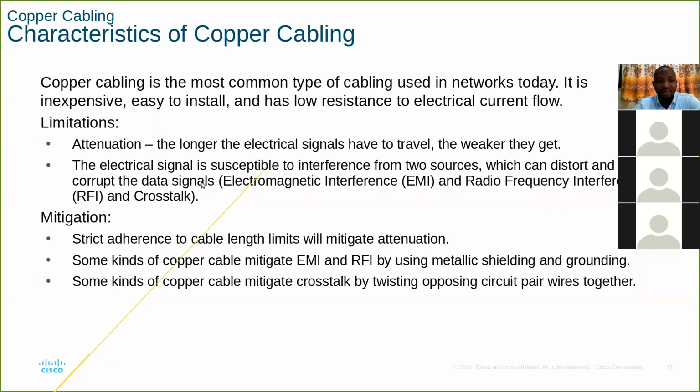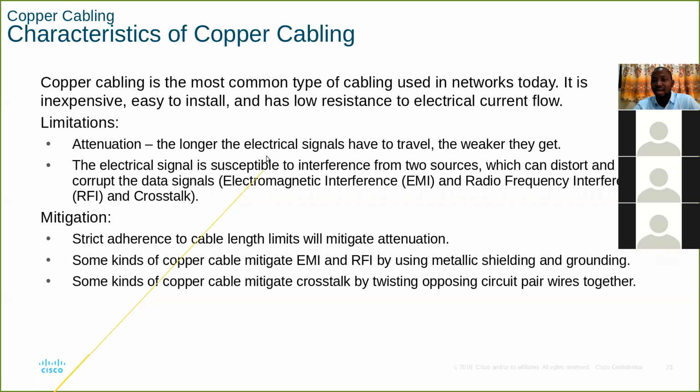So this is what we normally see in your offices, connecting your laptops to switches. That is a copper cable. It also has different characteristics. That is attenuation: the longer the signal has to travel, the weaker it gets. A copper cable must also have a limited distance.